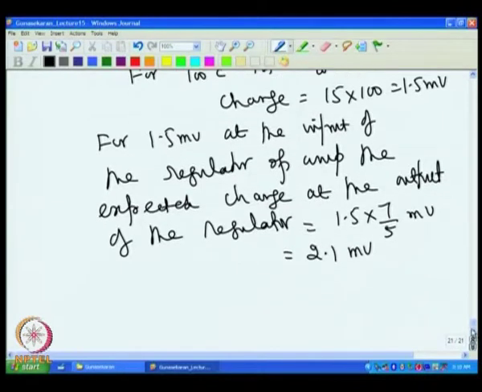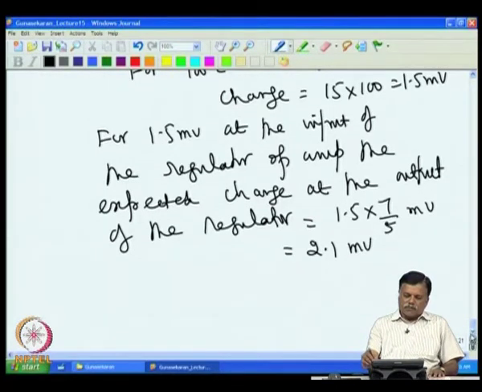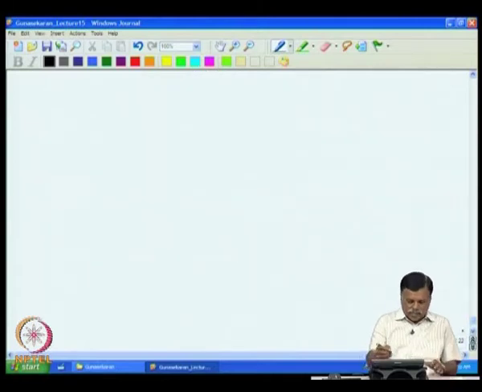So, we will have a 2.51 millivolt change at the output of the regulator due to offset voltage drift. These are the three errors possible in the voltage regulator stage. Corresponding to 2.5 millivolt, again we have to find the current change at the output of the regulator.